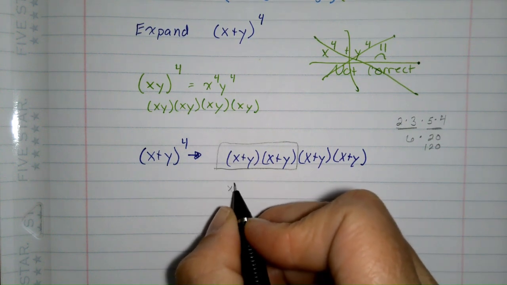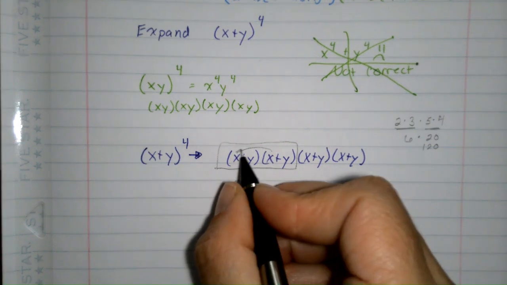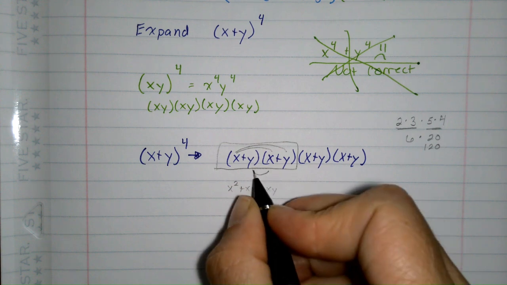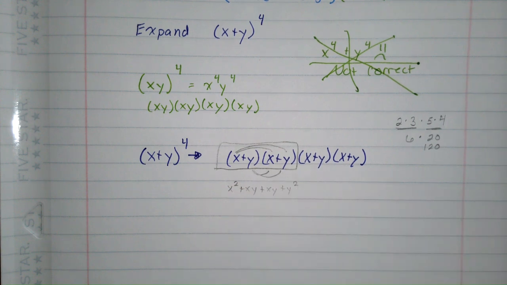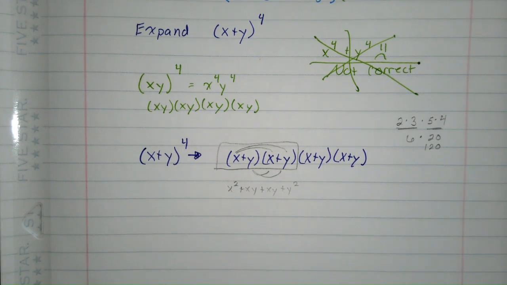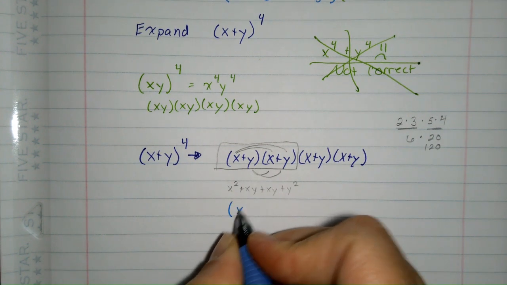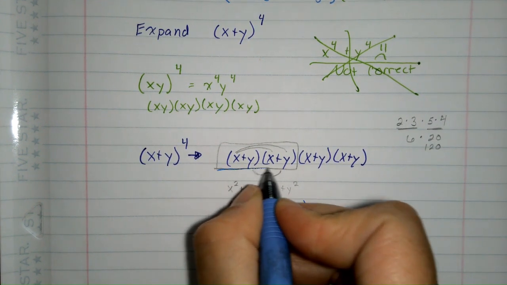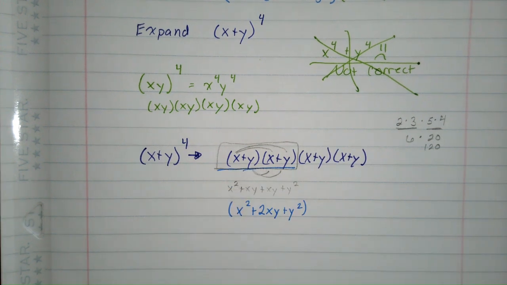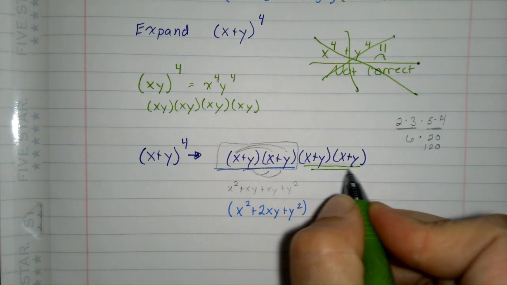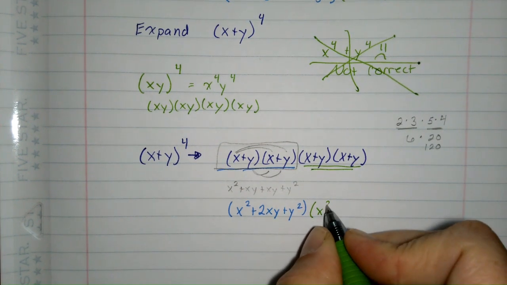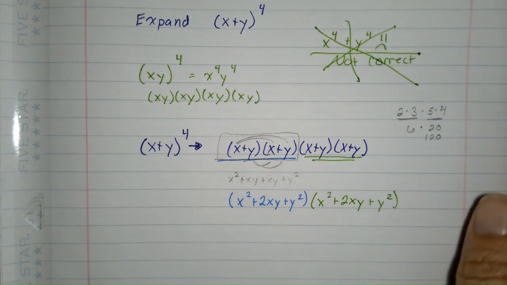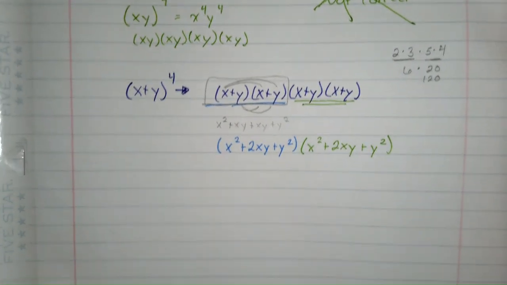So first, outside, inside, last. Then I'm going to combine like terms. That would give me x squared plus 2xy plus y squared. Again, that was multiplying these two together. Now, because these two are the same thing, I'm going to get the same answer. And now I have a trinomial being multiplied by a trinomial.